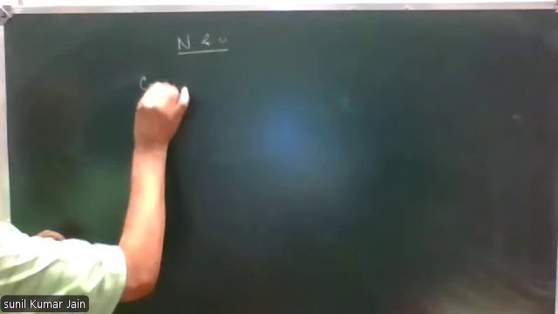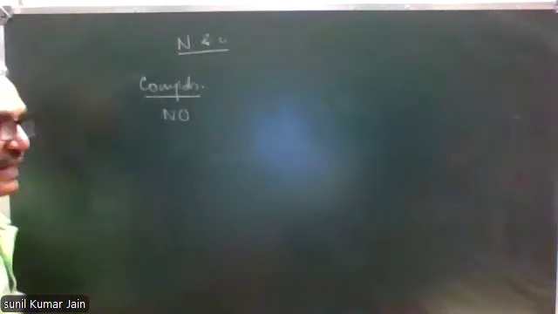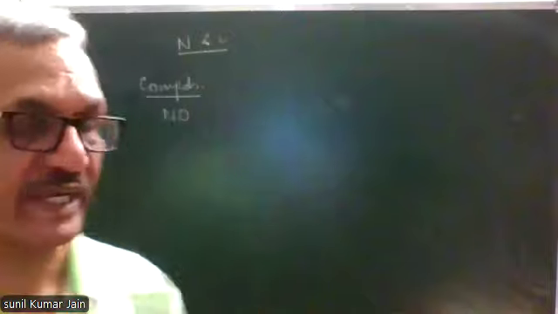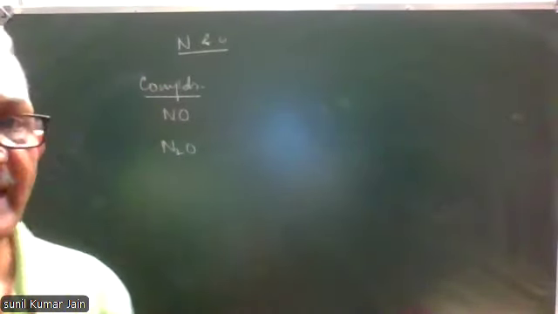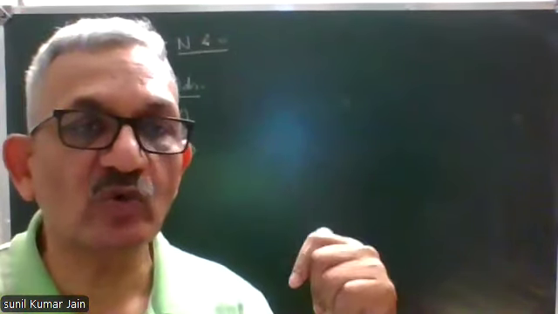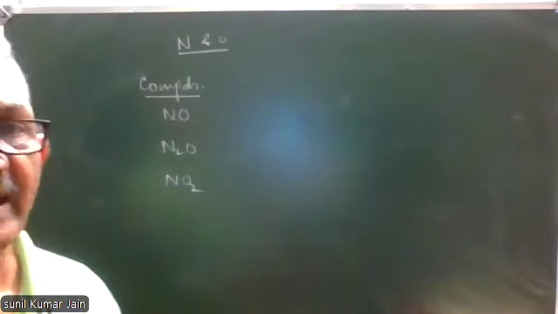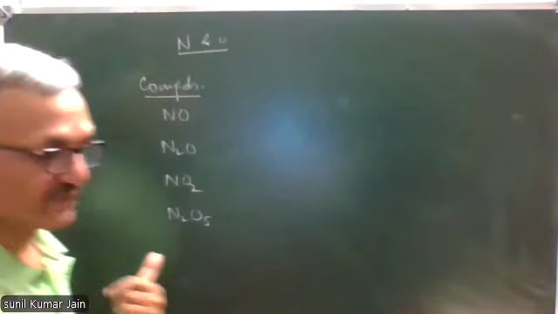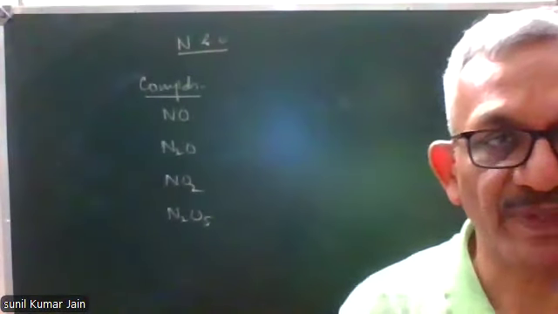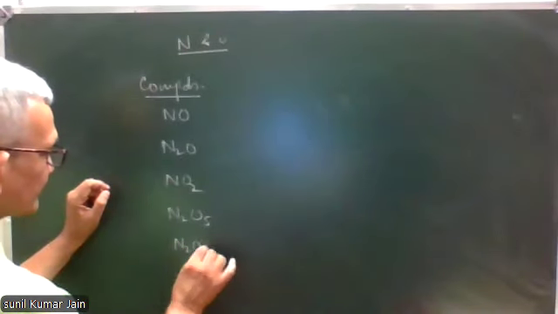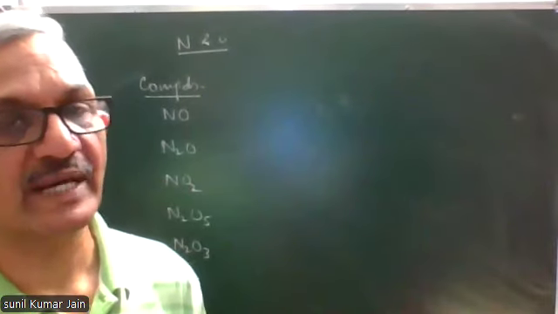This is example number 4. I'm considering two elements, nitrogen and oxygen. Nitrogen and oxygen combine together to form many compounds. NO is called nitric oxide. N2O is called nitrous oxide, also called laughing gas. Then NO2 is called nitrogen dioxide or nitrogen peroxide. Then N2O5 is called nitrogen pentaoxide. We'll take one more, N2O3. This is dinitrogen trioxide or nitrogen trioxide.